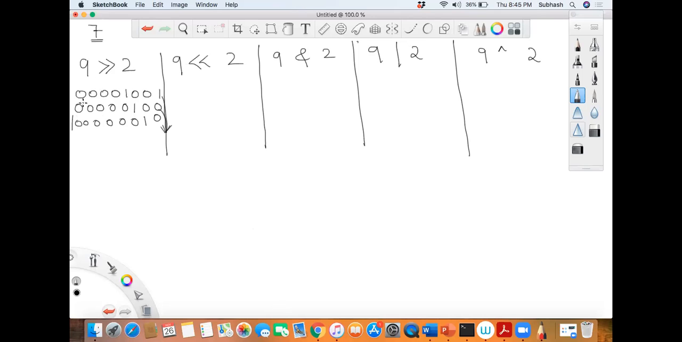So when I right shifted 9 two times, what result do I get? I will get 2. Did you see this? I get 2 as the value, correct? Yes or no? Awesome.